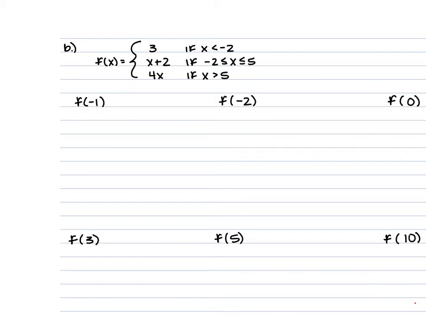So we ask ourselves, is negative 1 less than negative 2? No. Check the next one. Is negative 2 less than or equal to negative 1? Yes. Is negative 1 also less than or equal to 5? Yes. So we use the x plus 2. So f of negative 1 is equal to x plus 2. We plug in negative 1 for x. So f of negative 1 is equal to negative 1 plus 2. And then we simplify. f of negative 1 is equal to 1.